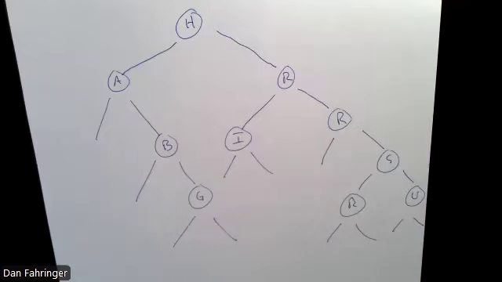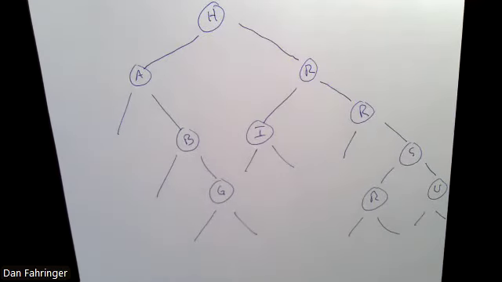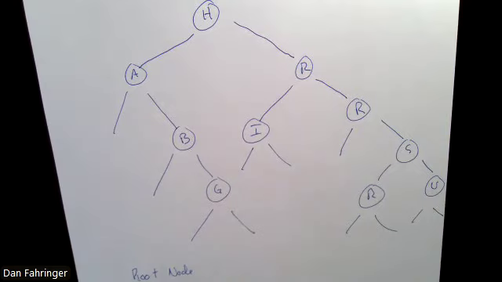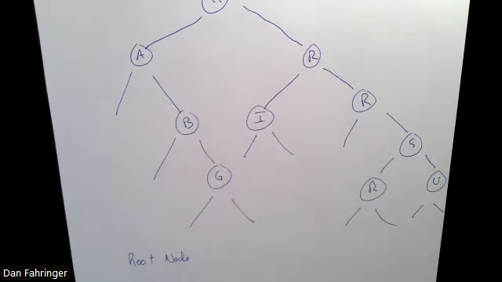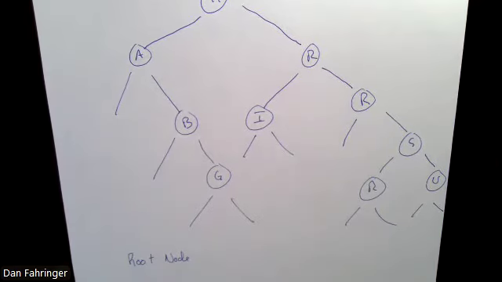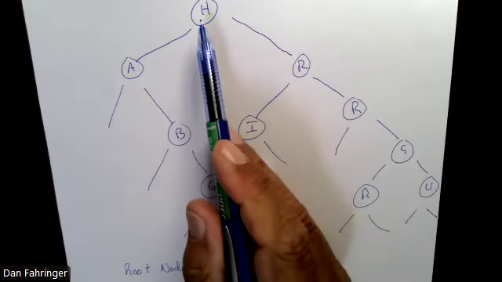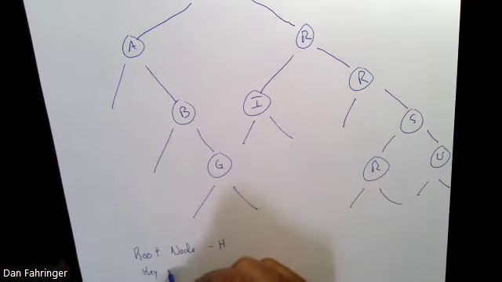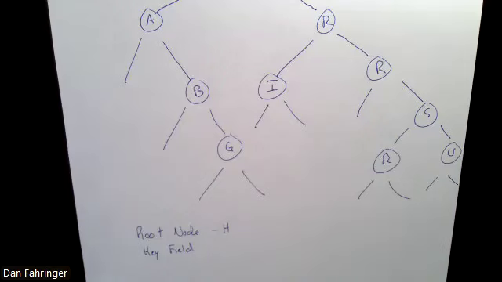All right, so let's talk a little bit about what we have. Let's start to get into some terminology. I'm looking at this tree. First thing I'm going to ask is, what's the root node? We'll identify it by the value there. The root node in this case is H. The letters that are in here are sometimes referred to as key fields.